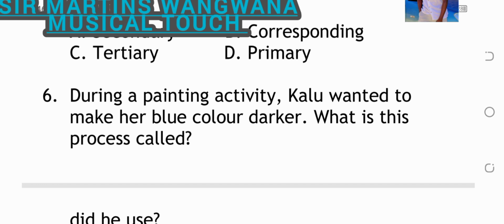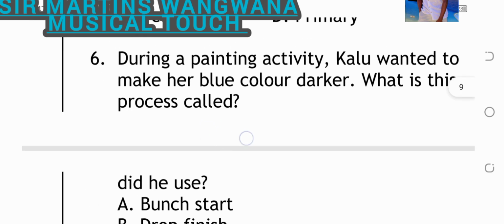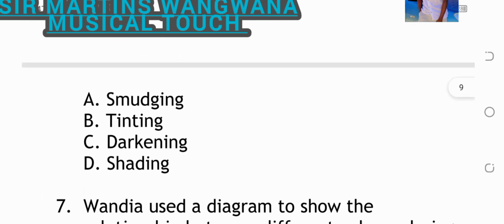During a painting activity, that is number 6, Kalu wanted to make her blue color darker. What is this process called? The process we can have is between tinting, we have darkening, no, we have shading, we have smudging. The correct one now will be shading, where we go to be making it darker.